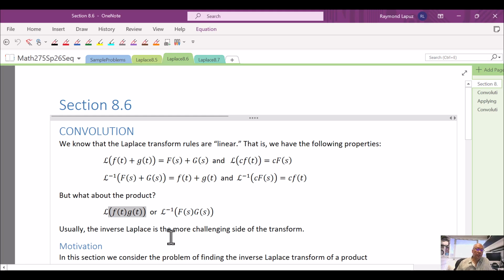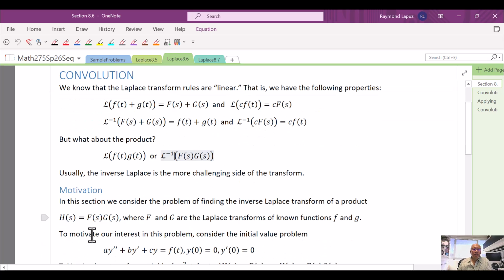The answer is no. However, in taking derivatives, we have the product rule, and taking the antiderivative, we have integration by parts, kind of like a backwards product rule. But when we're doing Laplace transformations, we have what's called the convolution. And so what is the convolution?